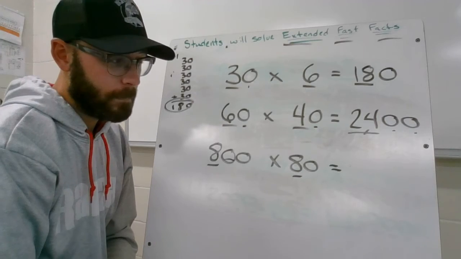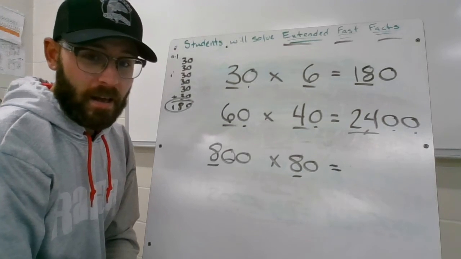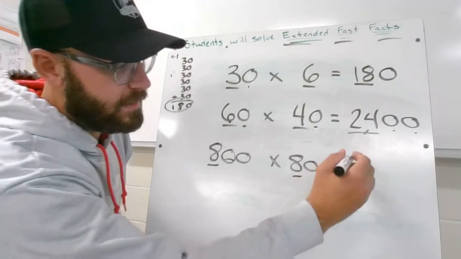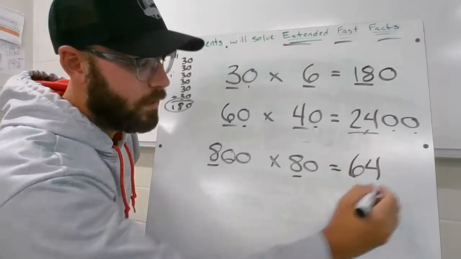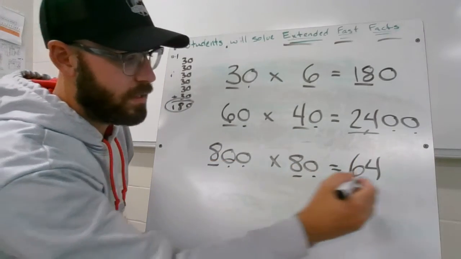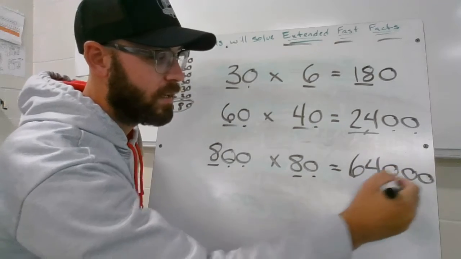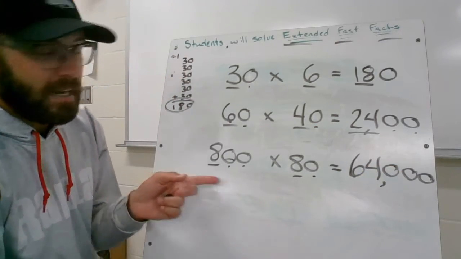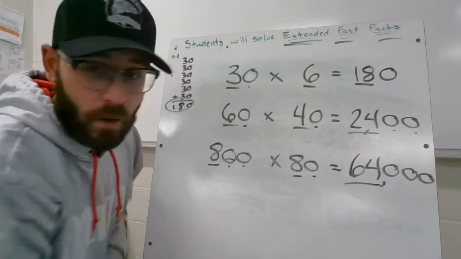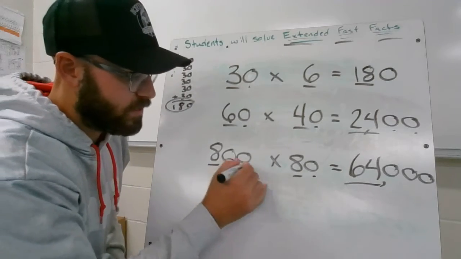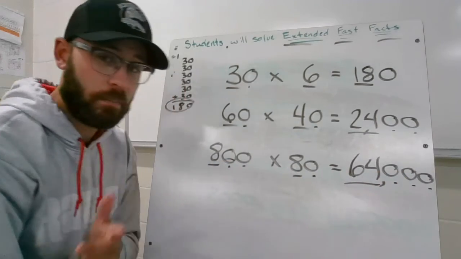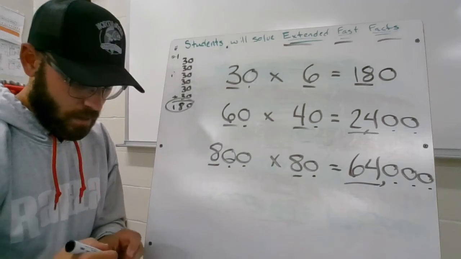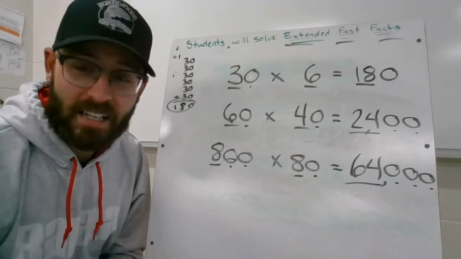8 times 8 is 64. 1, 2, 3 zeros. 3 zeros in the product. 8 and 8 fell on the floor. Picked them up. There were 64. That's the fast fact. So 3 zeros.